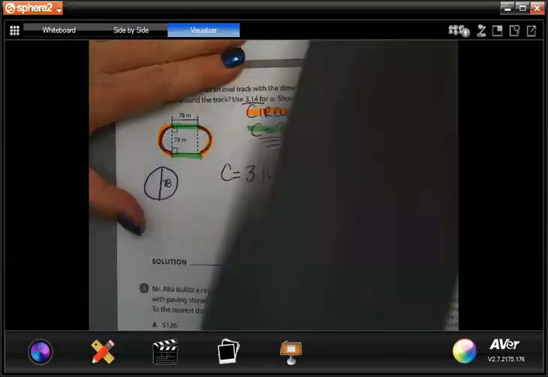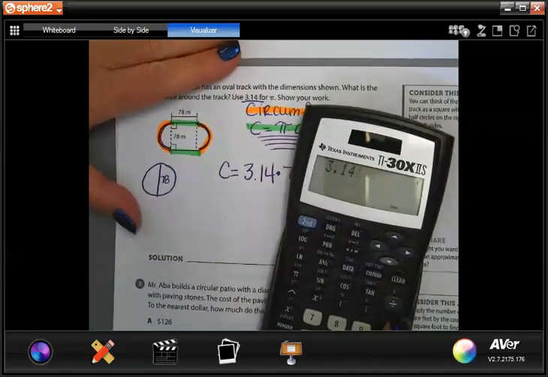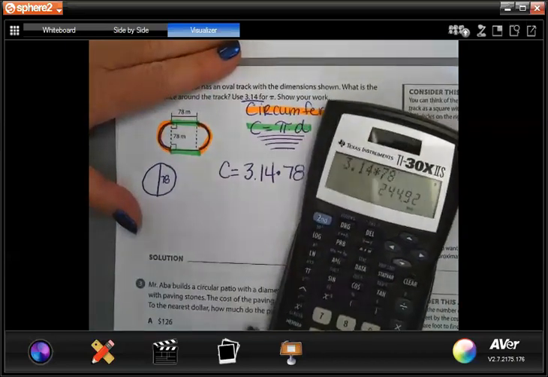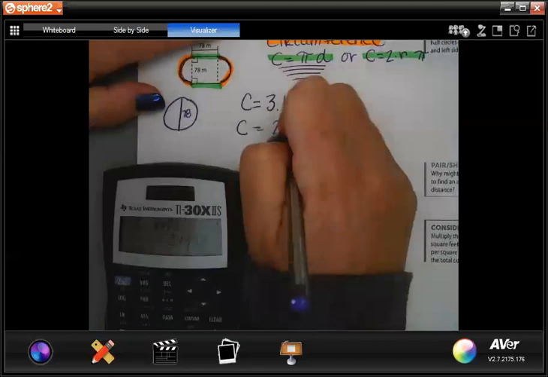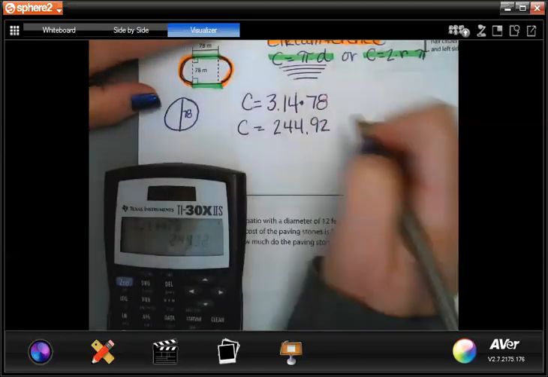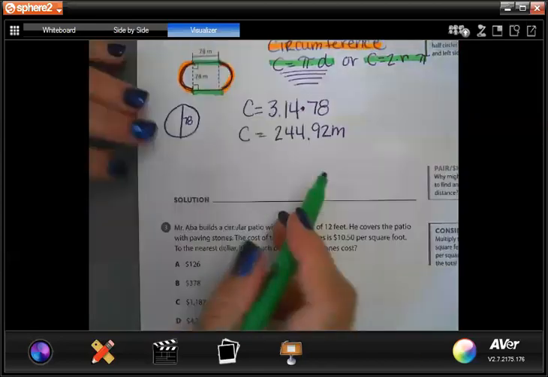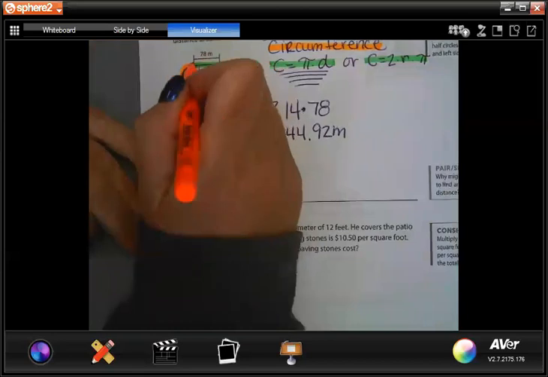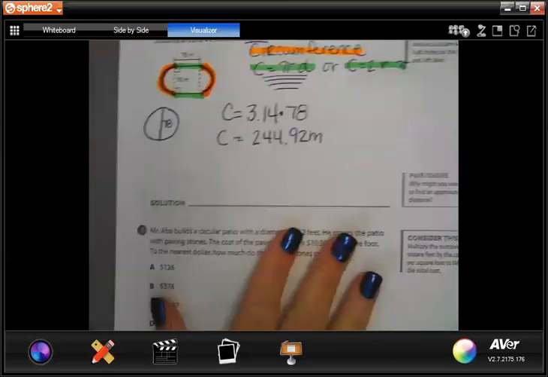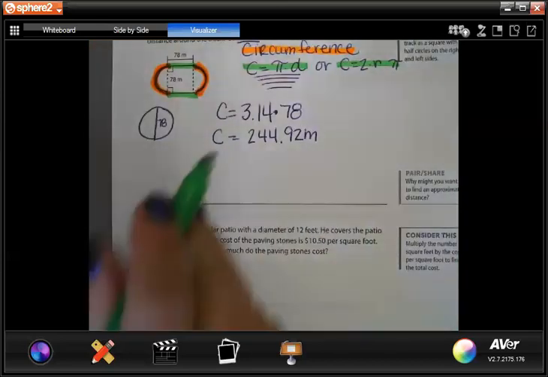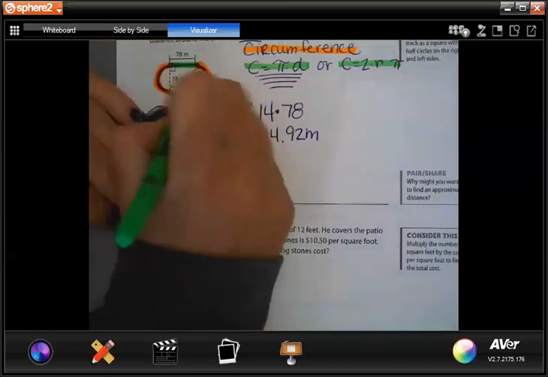All right, so I'm going to use my calculator. And I'm going to go 3.14 times the diameter, which was 78. And my circumference of just that circle is 244 and 92 hundredths meters. So that is what the distance from here to here and here to here has a total of. Now I have to add on the straight pieces of this track, which is 78 and 78.